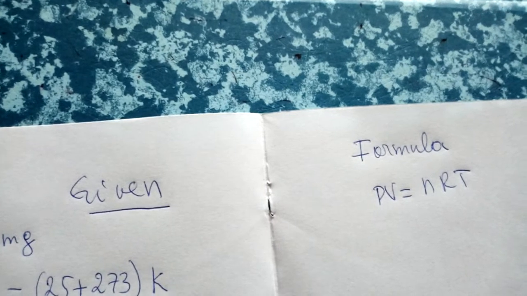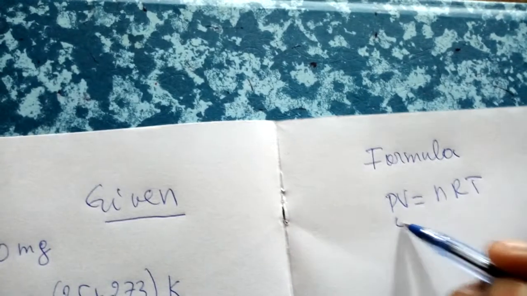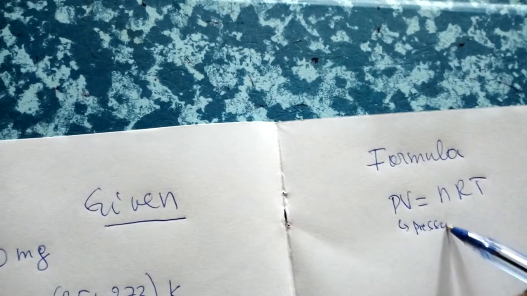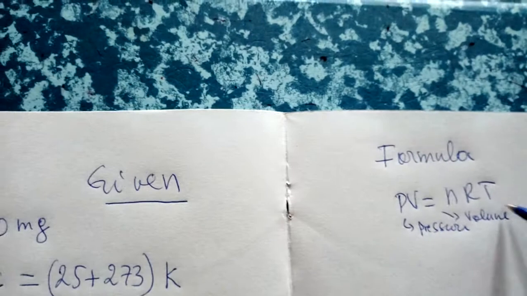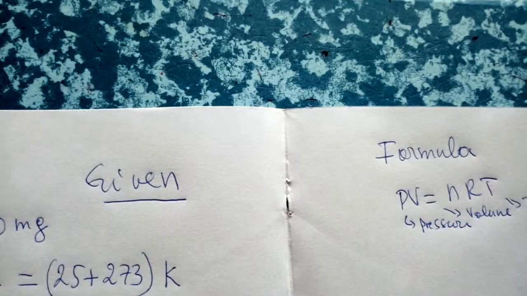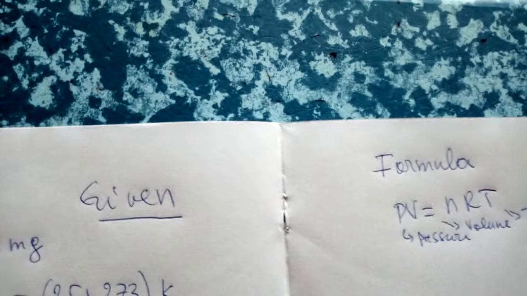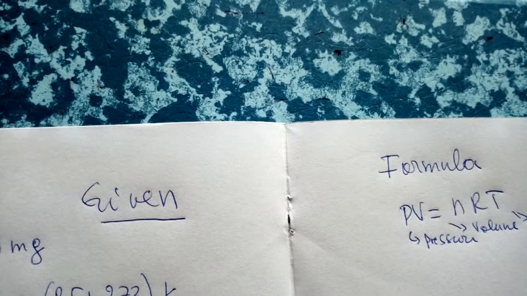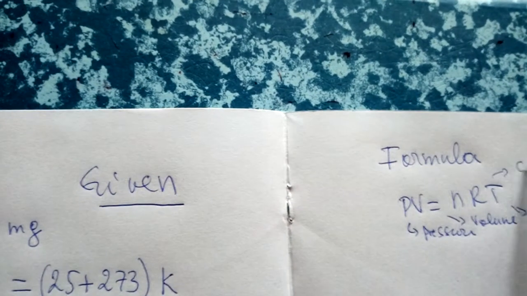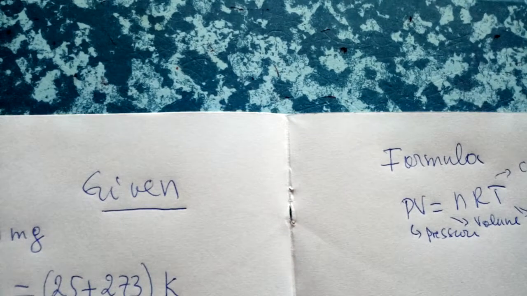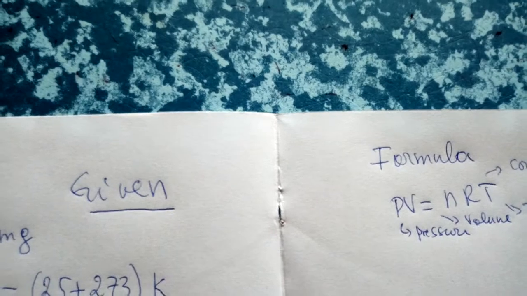PV is equal to nRT. It means that P is the pressure, V is the volume, T is the temperature in Kelvin, but R is the constant of perfect gas.